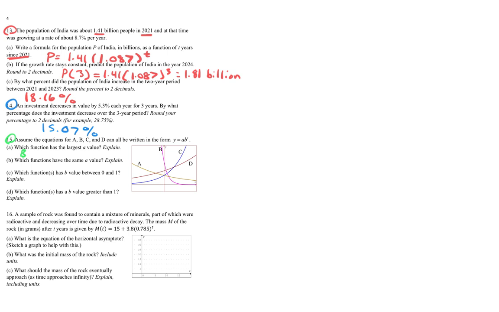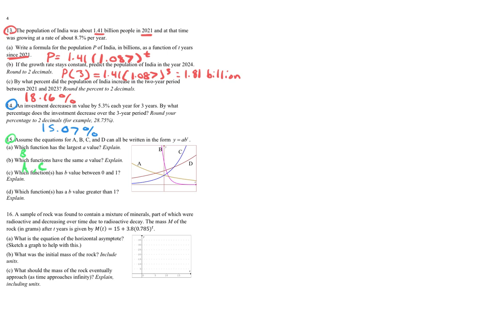So that means that b is going to have the largest a value. Then for which functions have the same a value, we do a similar thing where we look at their intercept here. You can see that these two both intersect at that same point there. So we know that a and c have the same a value because they have the same y-intercept. So a, and then c.